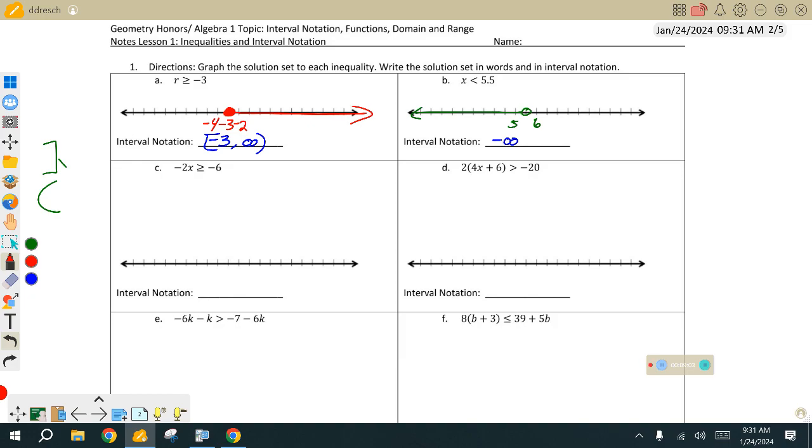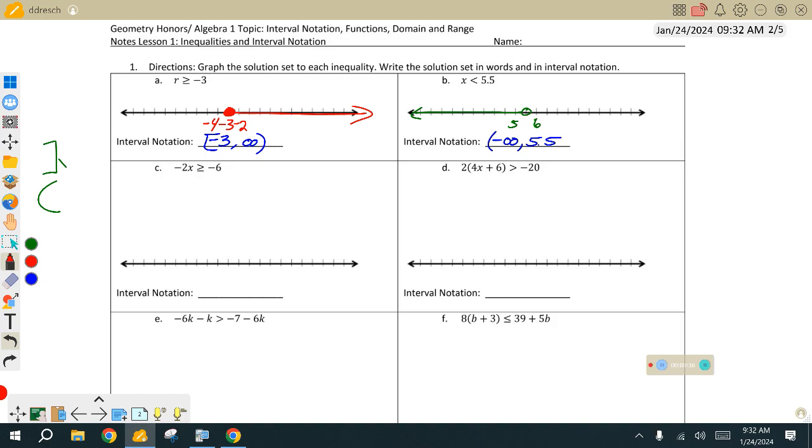Now, the infinity symbol I always write as two double zeros. I can't write an 8 on its side. I've never been able to, so I just write two zeros next to each other. Negative infinity, comma, and where did it stop? 5.5. Infinity, no matter if it's positive or negative, always gets a parenthesis, because you can't get to negative infinity.